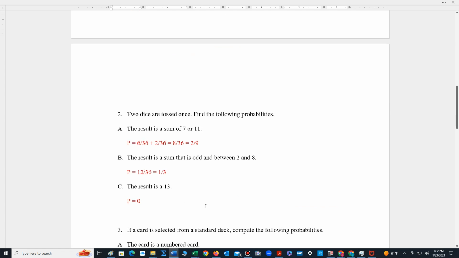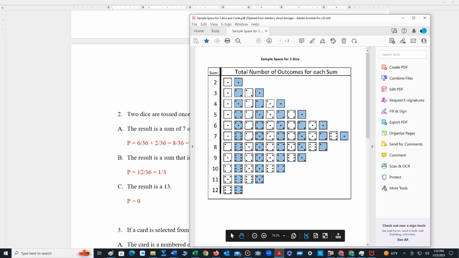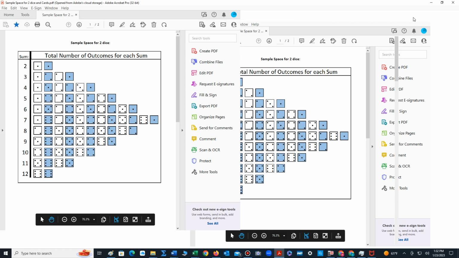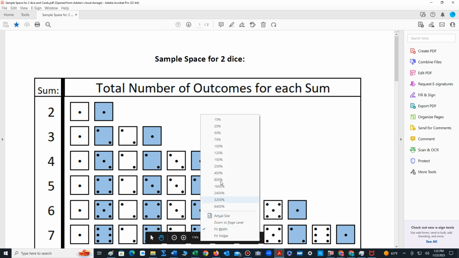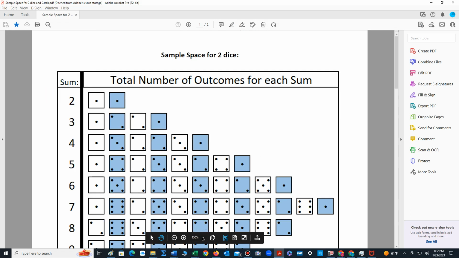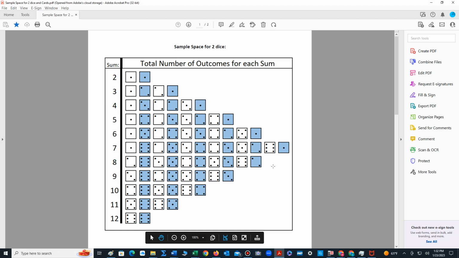Moving on to number 2, we're computing probabilities involving 2 dice. Now remember, whenever you have 2 dice, the sample space is 6 times 6, 36 possibilities in total. My recommendation is to use the sample space I provided to you involving 2 dice. So let's review how to use this sample space. Let me shrink it a bit. All right, here we go.